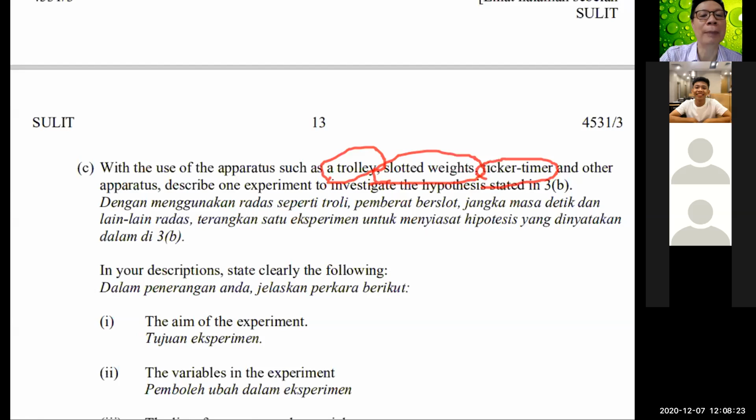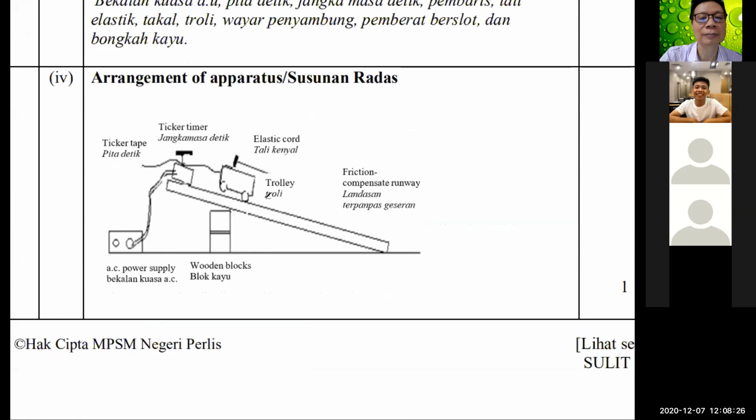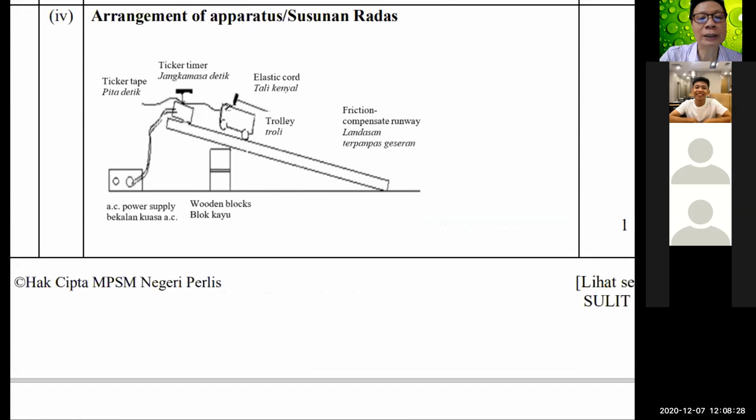Come, you see the diagram. It's like that. You put the trolley here, with the ticker timer. Then here the slotted weight. You add the slotted weight here later on. You put the weight here. How to ensure every time the trolley is applied with the same force?